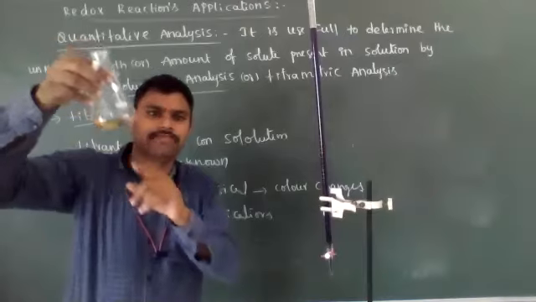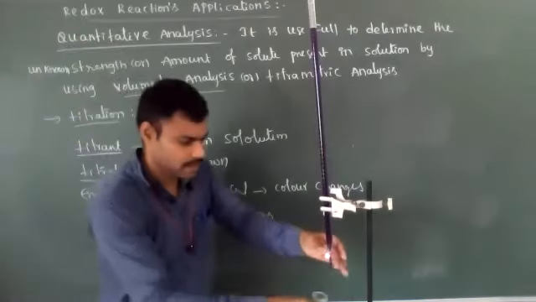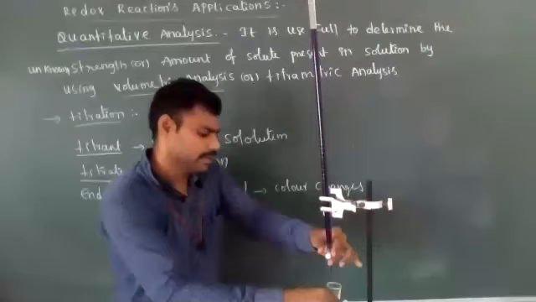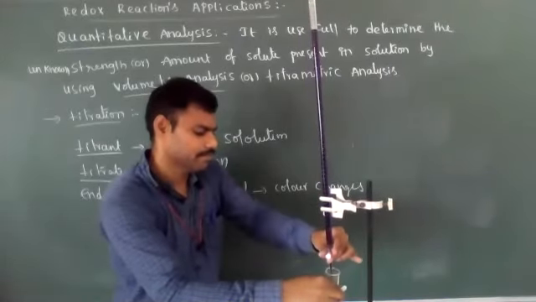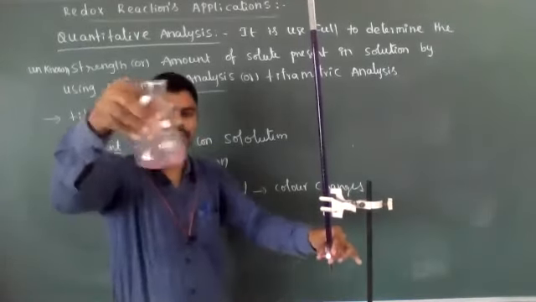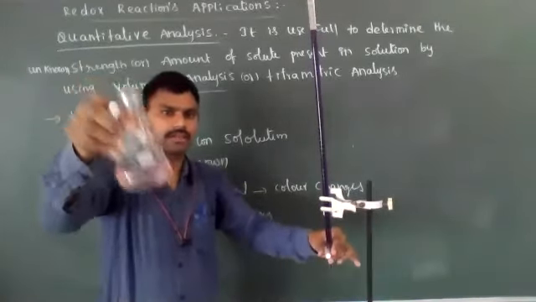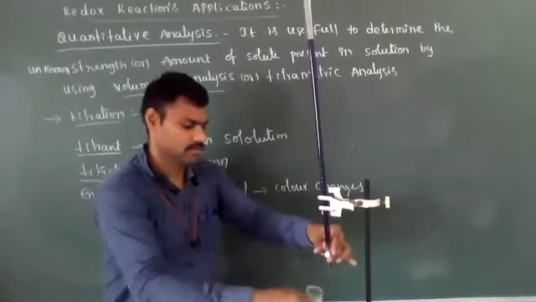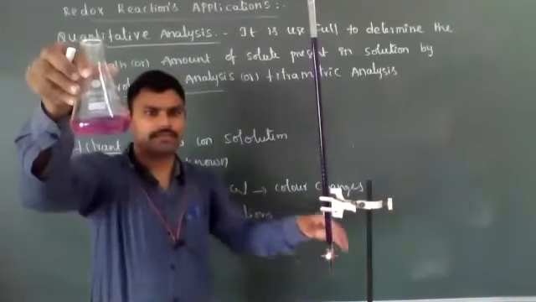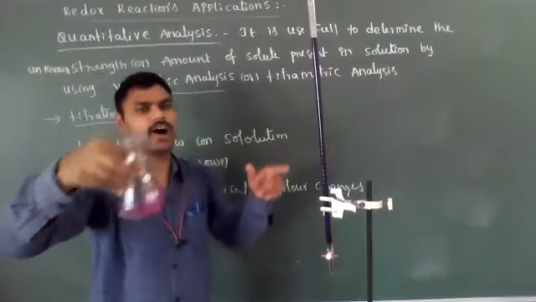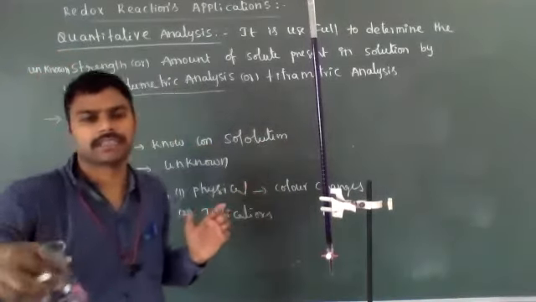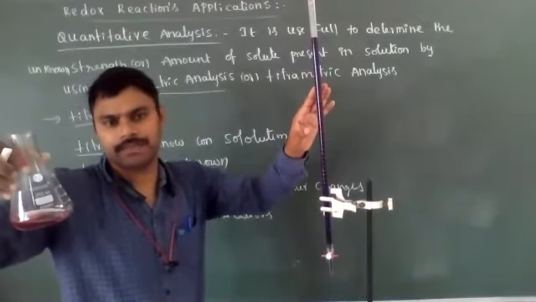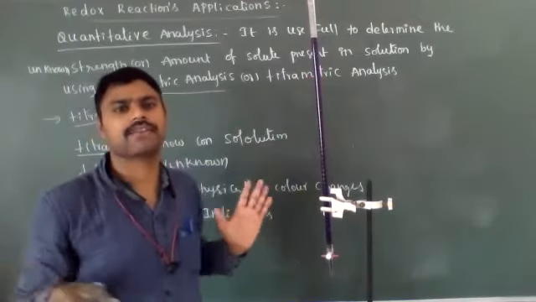Now see, after a few times the color will disappear. We just need to add a few drops, then immediately pale pink color will form. Pale pink color will form. Okay, this is redox titration. In redox titrations, an indicator is not required when KMnO4 versus oxalic acid, because the KMnO4 acts as a self indicator.